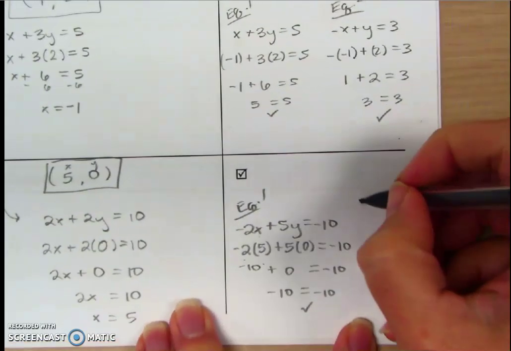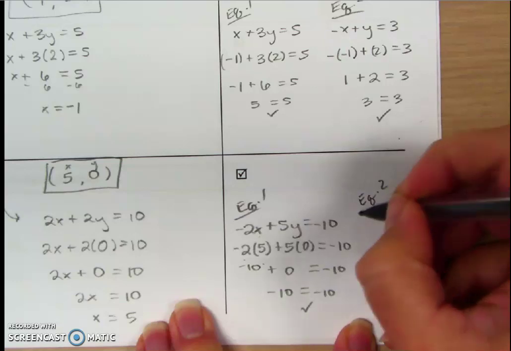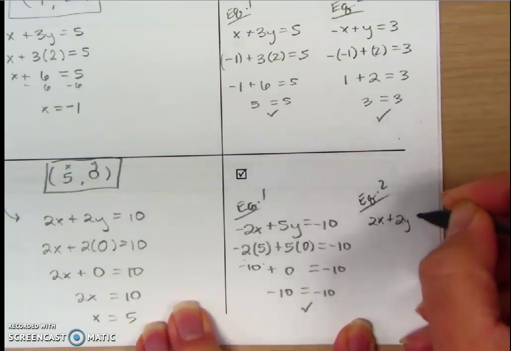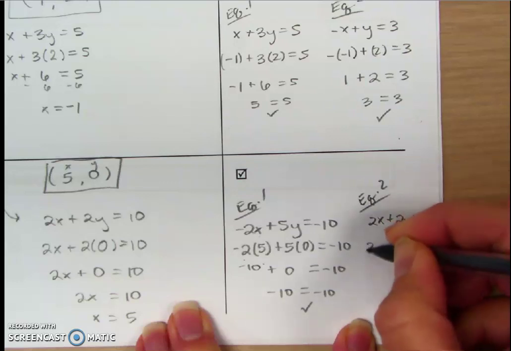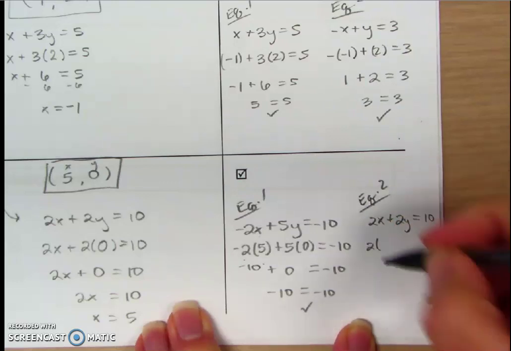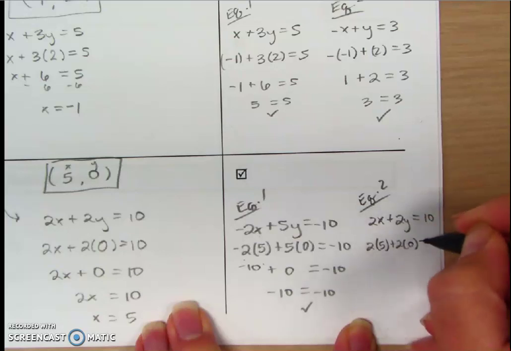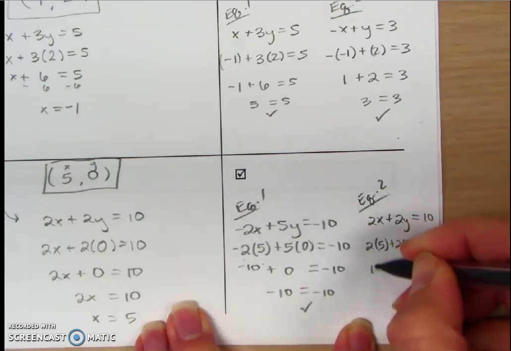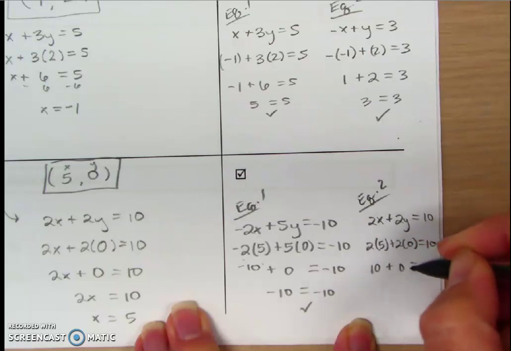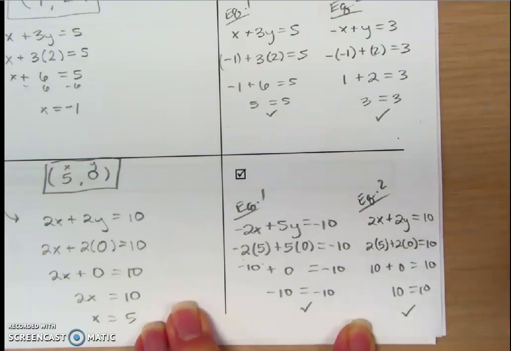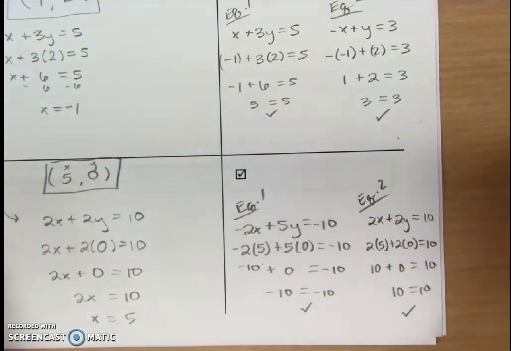Now equation number 2. I know you can't see it on the screen, but you've got it on your paper. Equation number 2 was 2x plus 2y equals 10. So that means I would have 2 times 5 plus 2 times 0 should equal 10. 2 times 5 is 10, 2 times 0 is 0, and 10 plus 0 is 10. So that works out for the second equation. We know we're right. Let's go ahead and look at the back of this now, the second page.